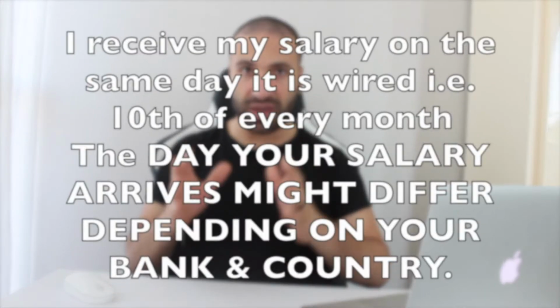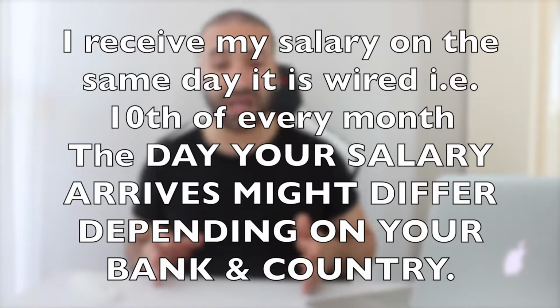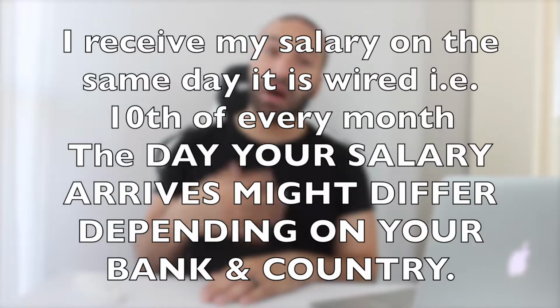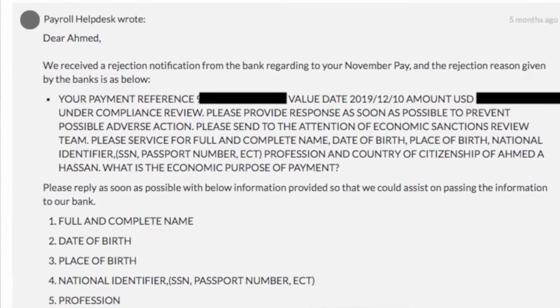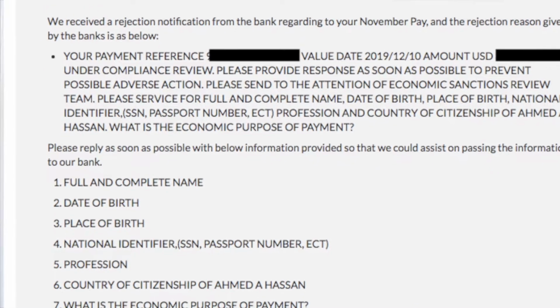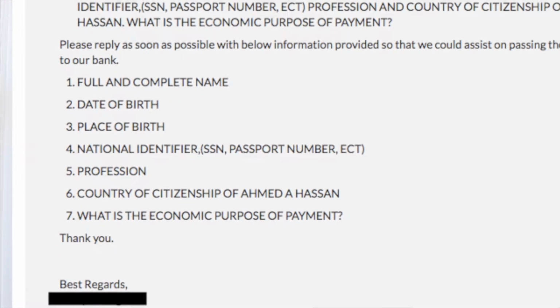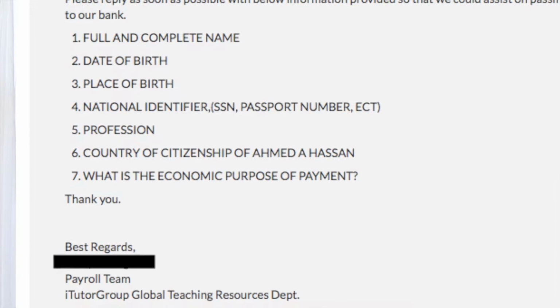Now, in some rare cases, it doesn't arrive because of holidays in the intermediate banks or in the recipient bank. But if everything is good and there are no holidays and you don't get your salary on the 10th, then you should email payroll and ask them about your payment. In my case, this is what they sent me. They sent me something like this picture I'm gonna share with you. It shows a rejection letter from their bank in Taiwan stating that they need further information to process my payment. And this further information is very simple and easy. It's just the full name, the date of birth, the place of birth, national identifier or your passport, your profession, your country of citizenship, and the purpose of sending this money to you.